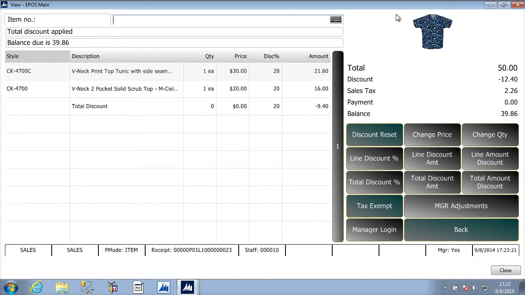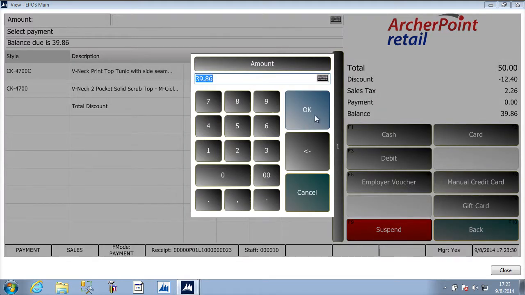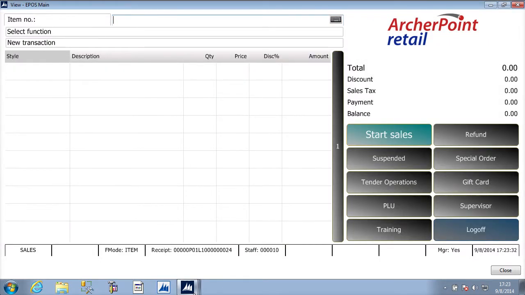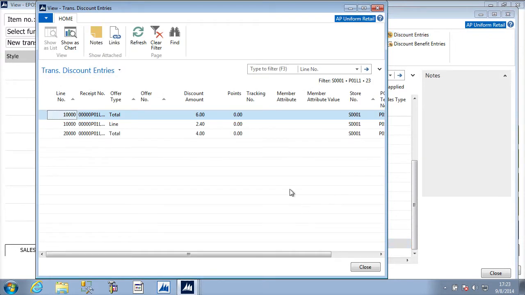However, let's look at the transaction detail that results after posting the transaction. We will post our transaction paying cash, and then take a look at our transaction register. This is the transaction that we just posted, and we'll take a look at the discount entries. Notice that we now have a total discount of $6 and a line discount of $2.40 for line number 1. This is opposite of how we entered it.